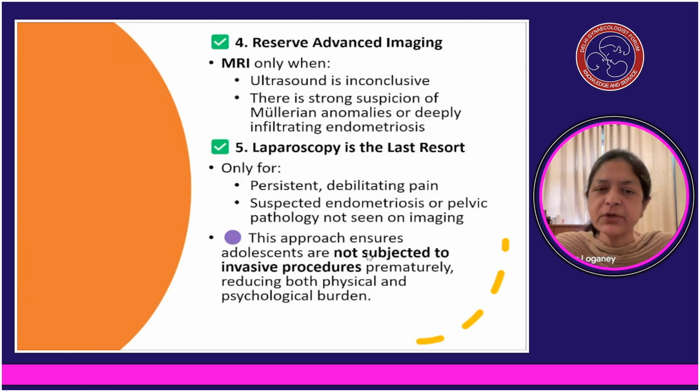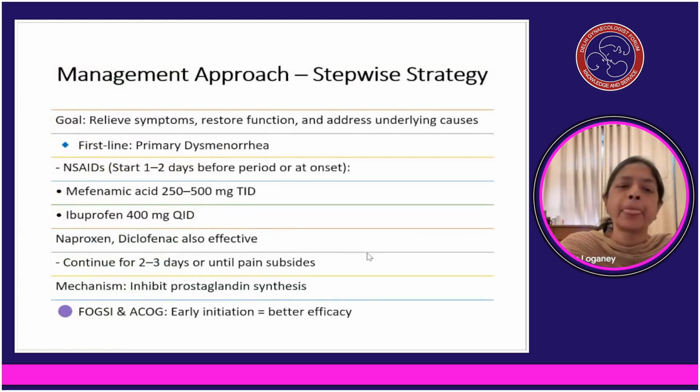What about the advanced imaging? We reserve the advanced imaging, and MRI is only done when ultrasound is inconclusive, there is a strong suspicion of Mullerian abnormalities, or deeply infiltrating endometriosis is suspected by us. Laparoscopy is the last resort, as ma'am said, only for persistent debilitating pain, suspected endometriosis or pelvic pathology not seen on imaging. This approach ensures that the adolescents are not subjected to invasive procedures prematurely, thus reducing both physical and psychological burden.